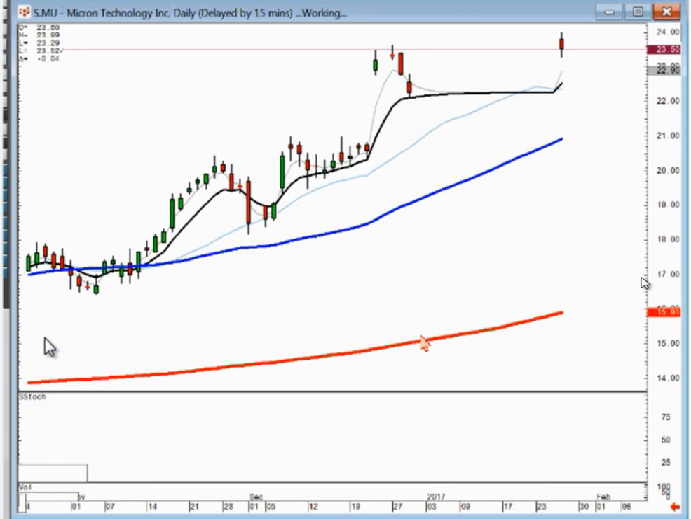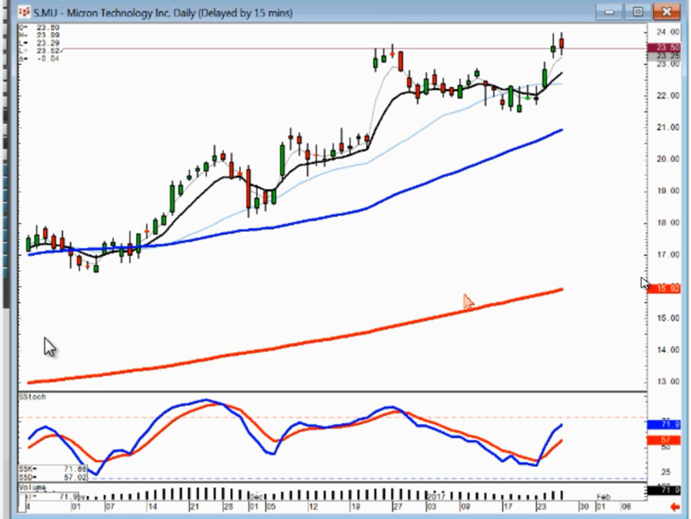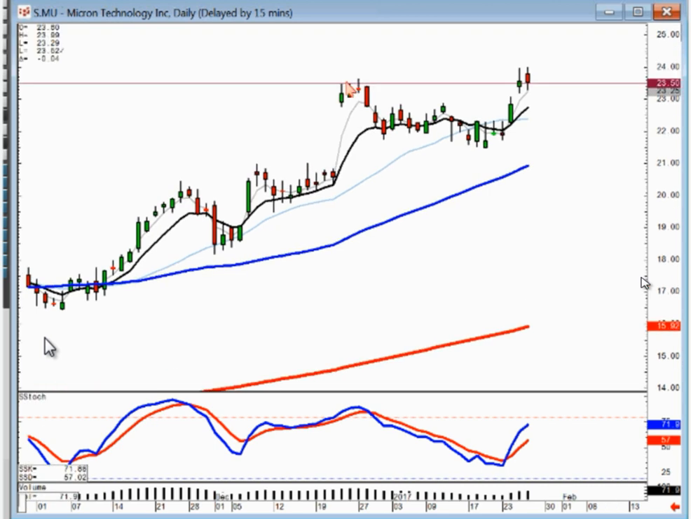Micron, you can get ready to buy this one. You see where it broke out, it gapped up. Some profit taking. I would just stay long as it stays above the T line at this point.